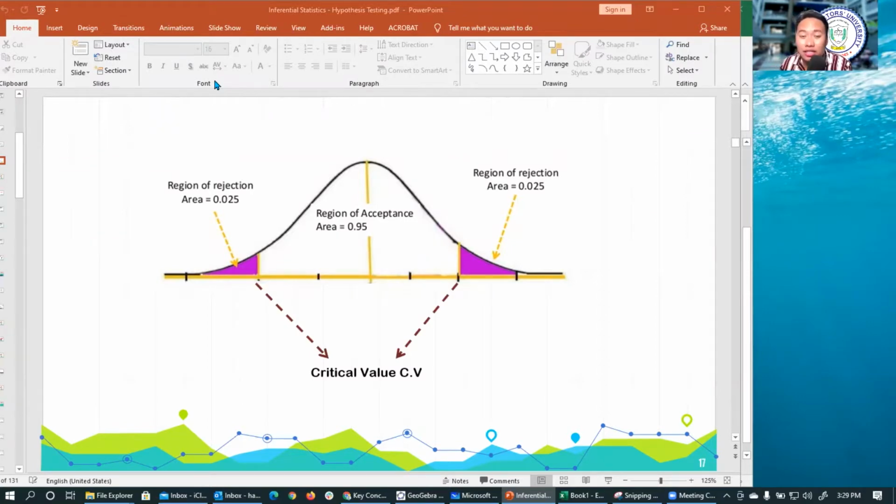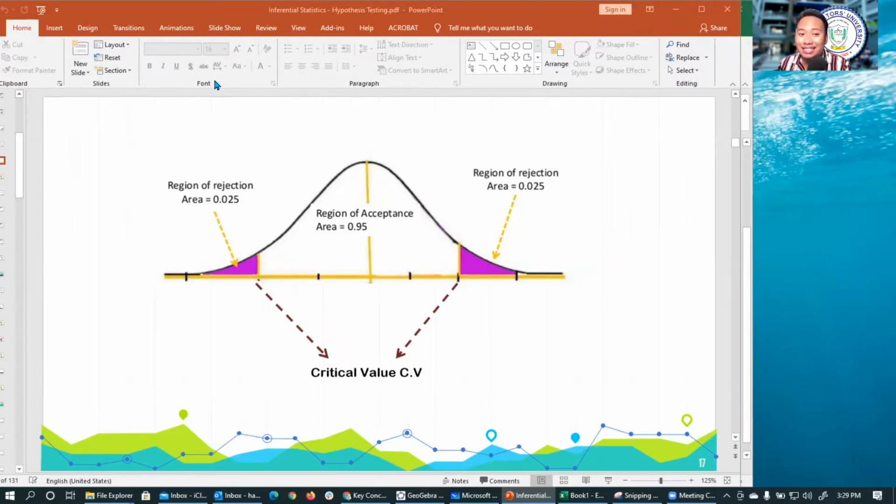The shaded region is the rejection area. The unshaded region is the acceptance area. The value that separates the rejection area and the acceptance area is what we call the critical value. Later on, we'll talk about how to find the critical value, and also how we are going to present or illustrate the shaded or rejection area.